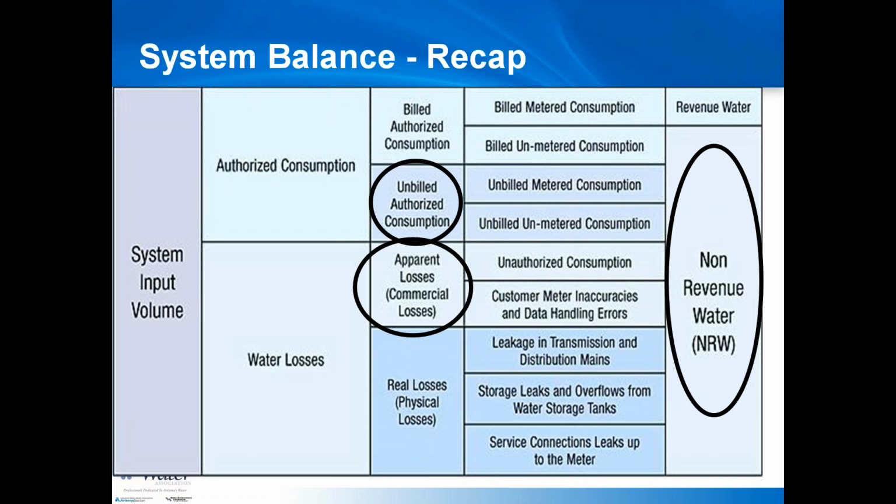Then you have an apparent loss. So these are unauthorized consumption or meter inaccuracies. Unauthorized consumption could be people tapping in or utilizing water that they aren't actually paying for, nor do they have an account. And the meter inaccuracies deal in if you have a meter that's 80% accurate, in essence, you're giving away 20% of the water that pours through that. So that's a very simple way of describing it.